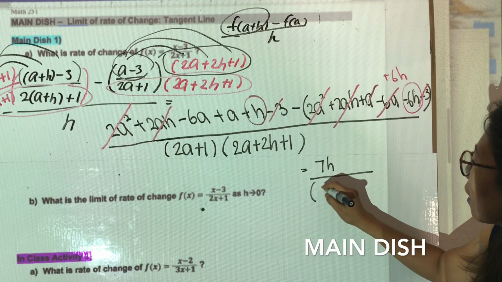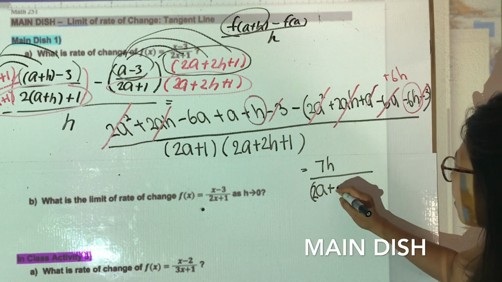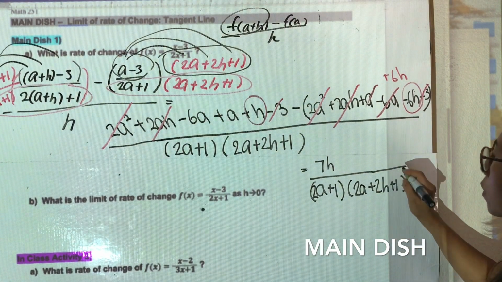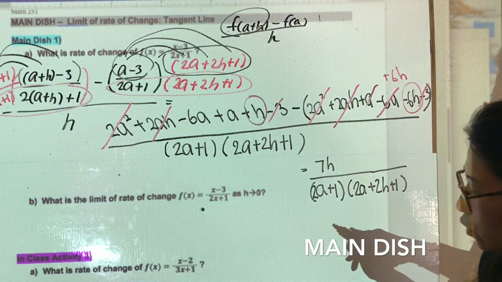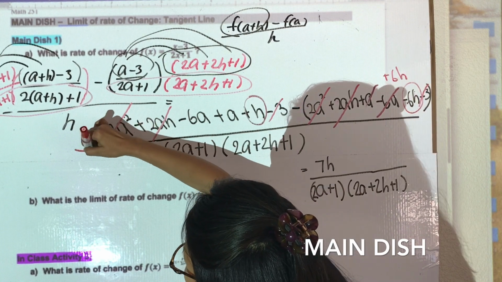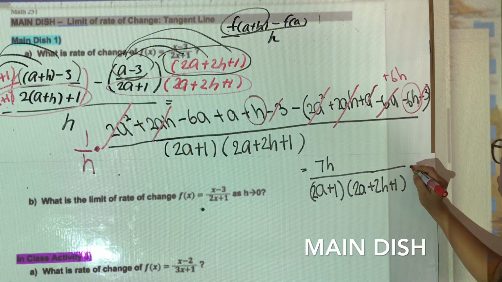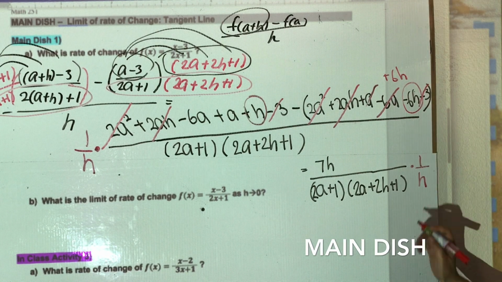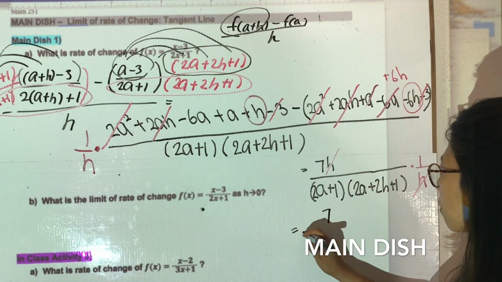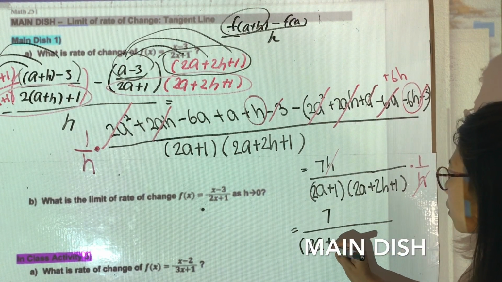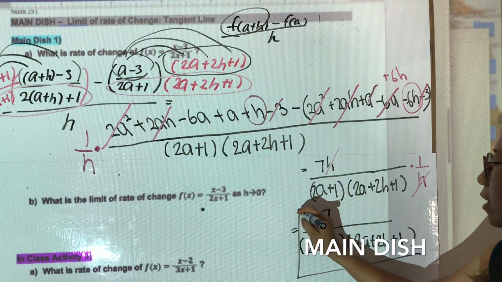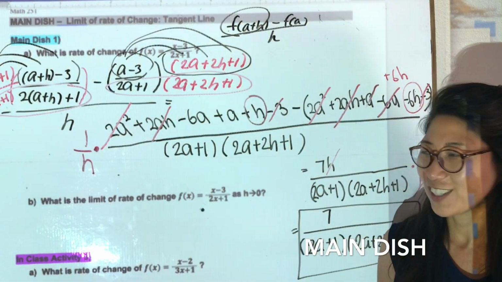Again, I know what I forgot. Careful about the denominator h, because I was focusing on the big work that this h I forgot, which actually I can squeeze here. Divide by h means times 1 over h. And we can reduce this with each other. So my final answer is 7 over 2a plus 1 and 2a plus 2h plus 1. Okay, I hope that you got the same answer for the rate of change.